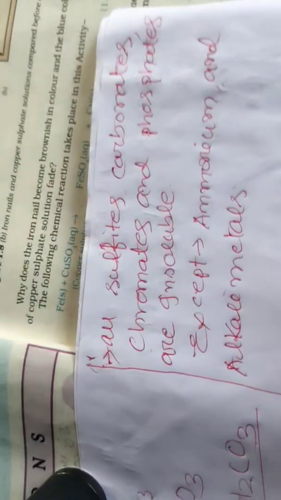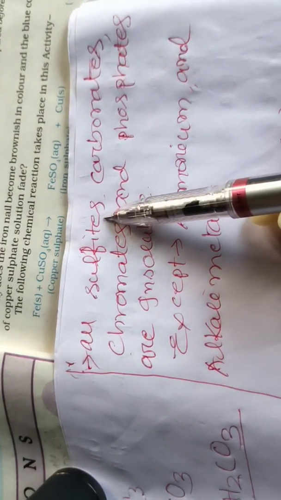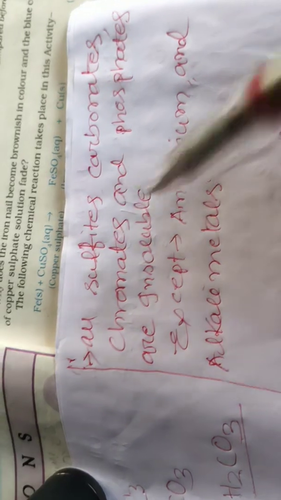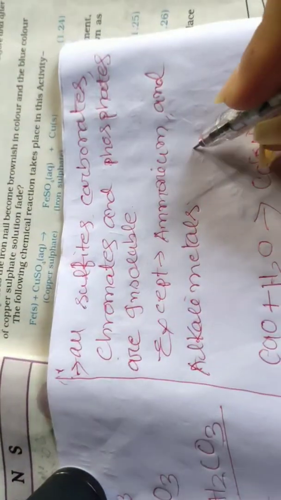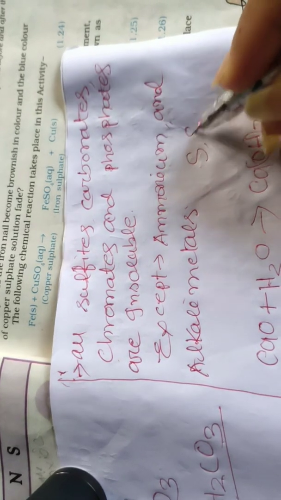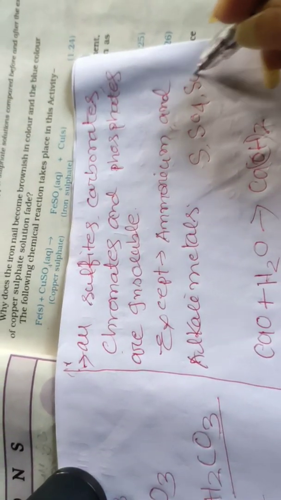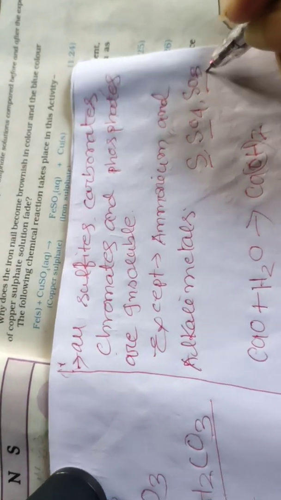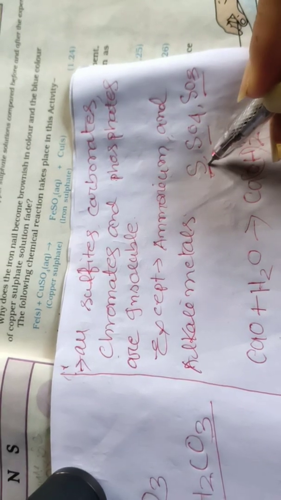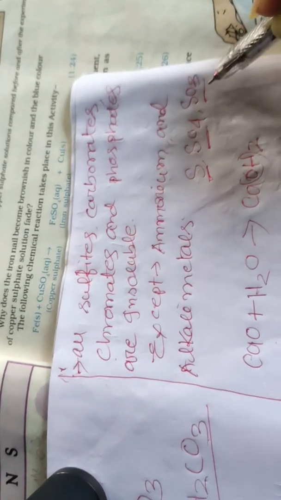Okay. So next, all sulfites, sulfite means SO3, not sulfate. Okay, it is sulfite, that is SO3. So sulfide means S, sulfate means SO4, and sulfite means SO3. Sulfide, sulfate, and sulfite. Okay, it is sulfide IDE, sulfate ATE, sulfite ITE.